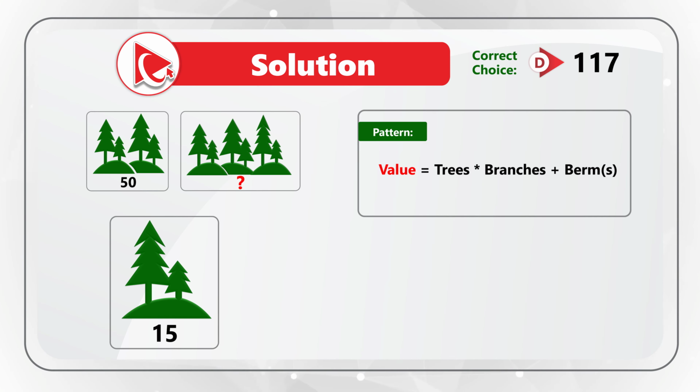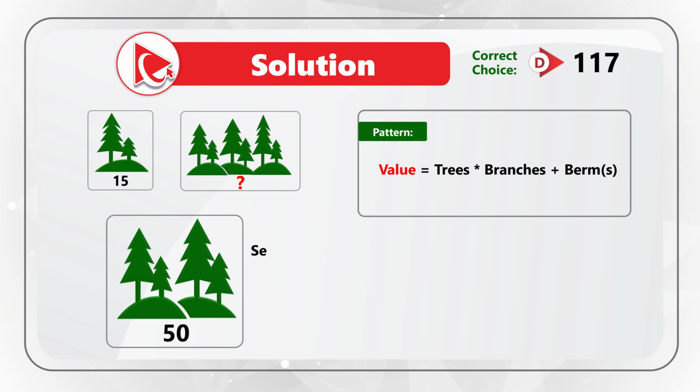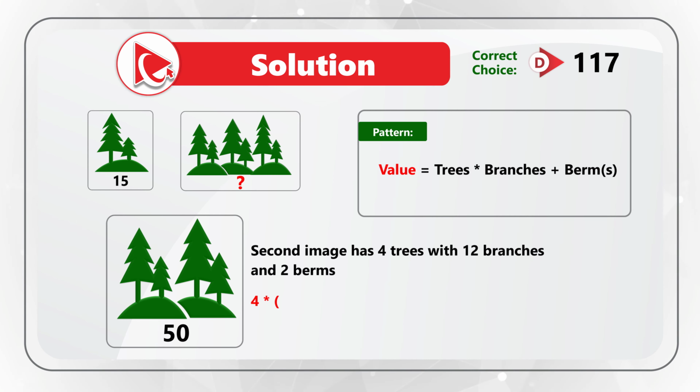Second image has 4 trees with 12 branches and 2 berms, and the calculation will be 4 multiplied by (3 plus 3 plus 3 plus 2), and then you add 2 to the calculated value. The end result of this calculation for image 2 will be 50.